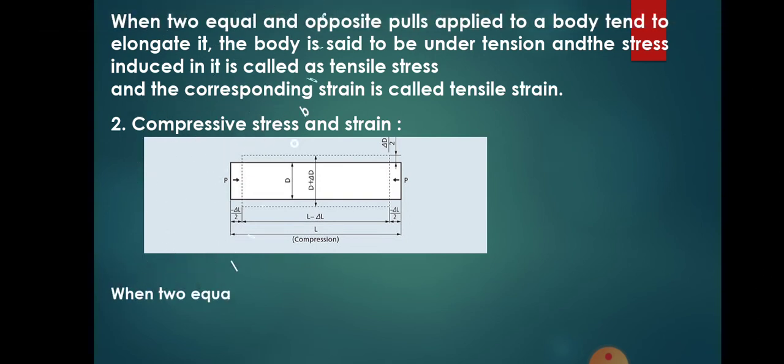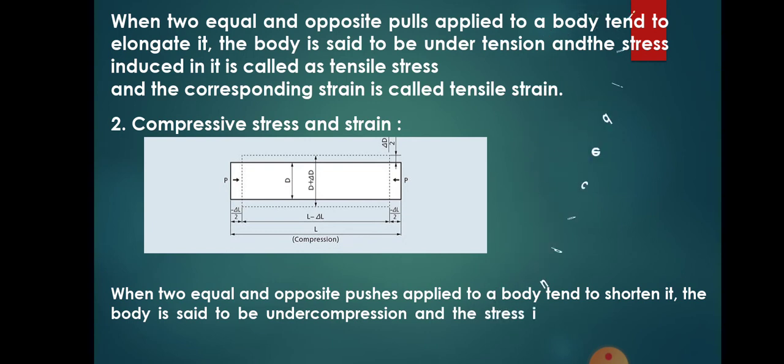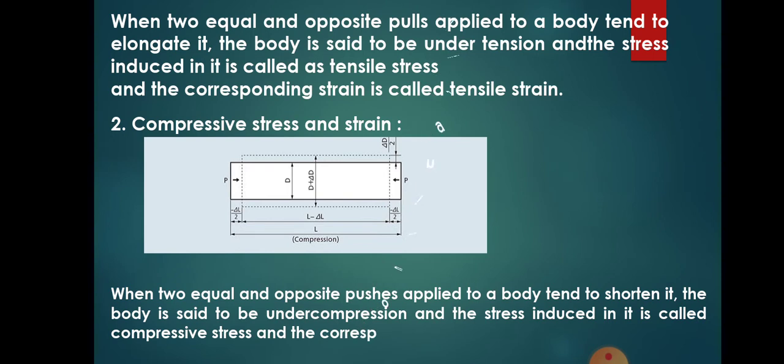When two equal and opposite push forces applied to the body tend to shorten it, the body is said to be under compression, and the stress induced in it is called the compressive stress, and the corresponding strain is called the compressive strain. Next, here the dimension is increased in the lateral direction, by plus delta d, but it is reduced in the longitudinal direction, that is L minus delta L. Keep in mind these points.